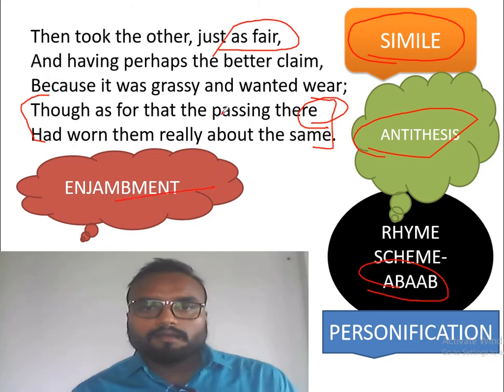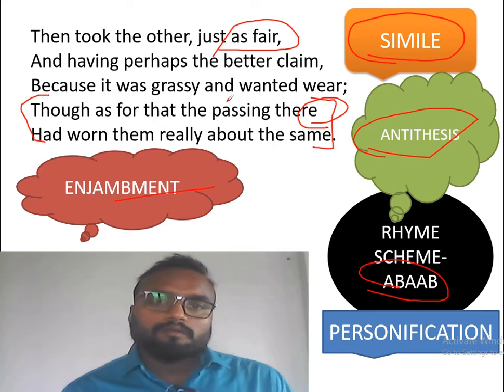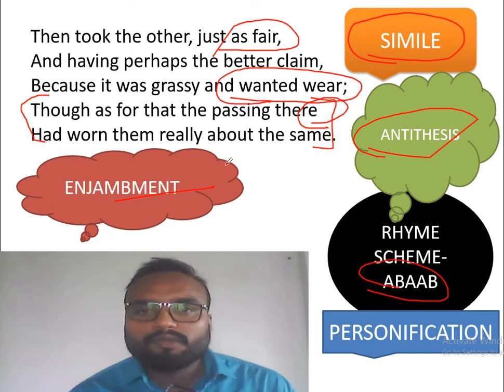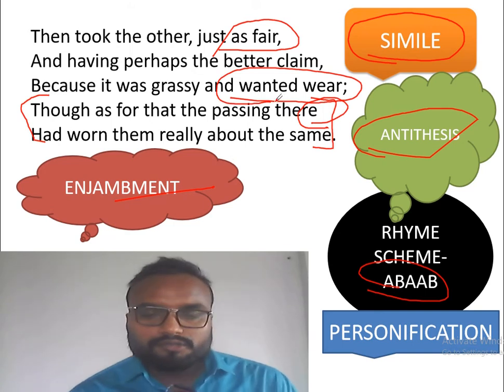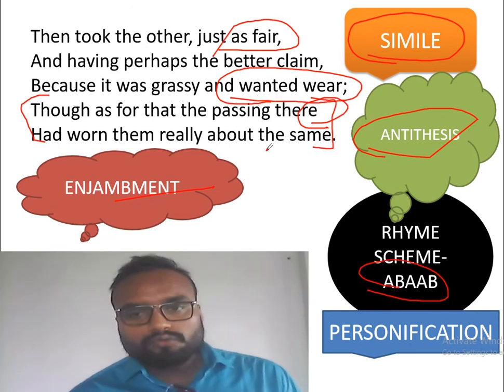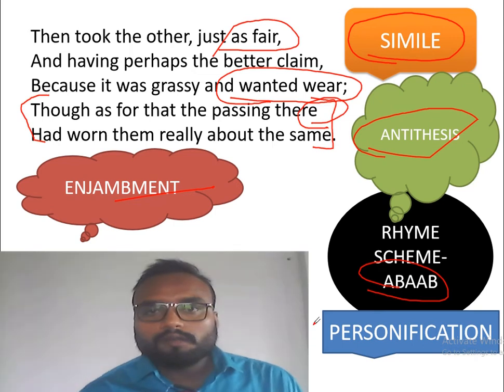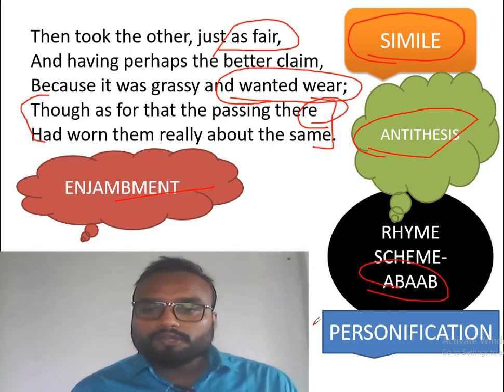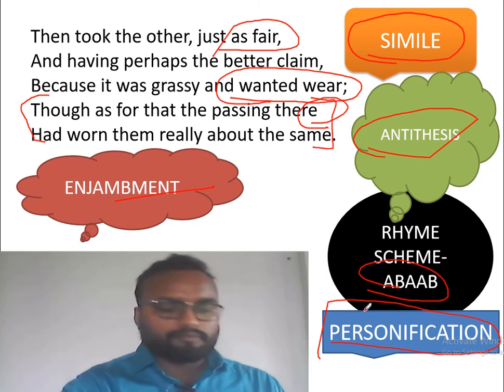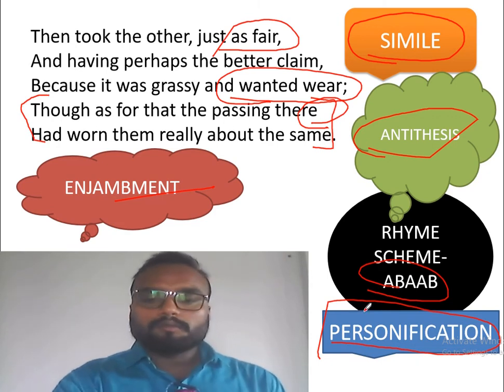And the third line, there is a literary device that is used, that is personification. 'Wanted wear'. Want is an emotion, something related to human beings, and here it is being used for the path, and the path is non-living. So a non-living thing is attributed human qualities, and therefore it is personification. The literary device which is used to personify any non-living object is known as personification. Moving to the next paragraph.